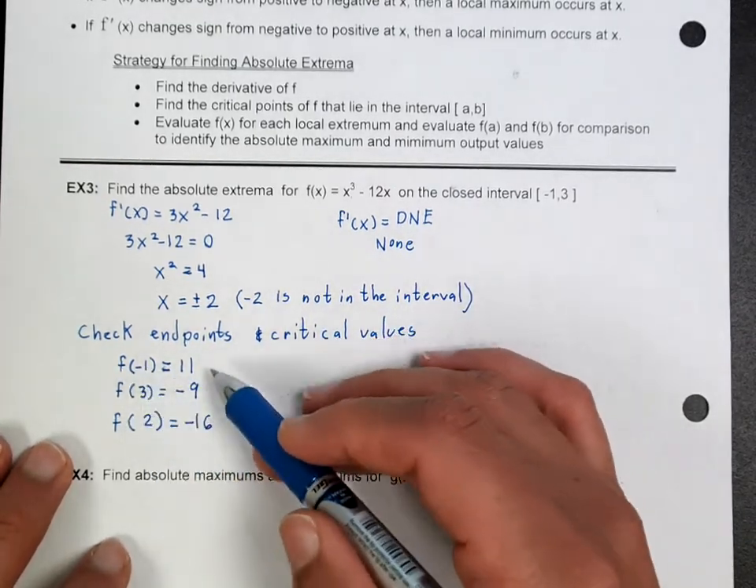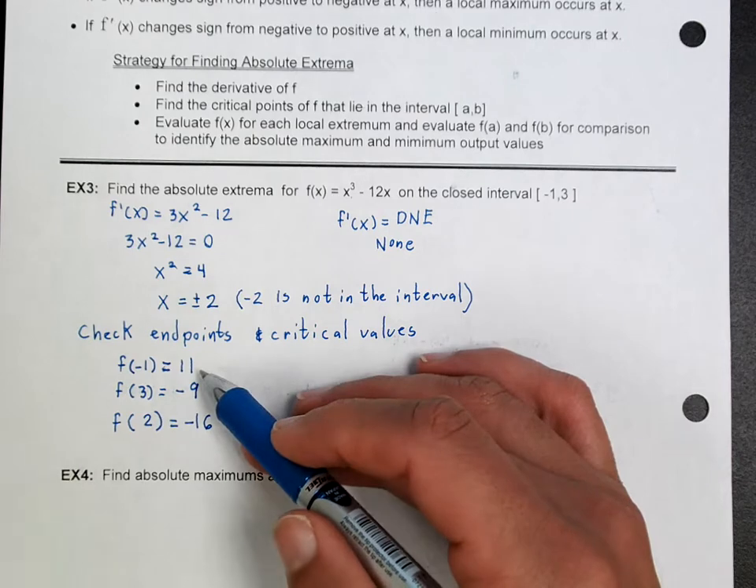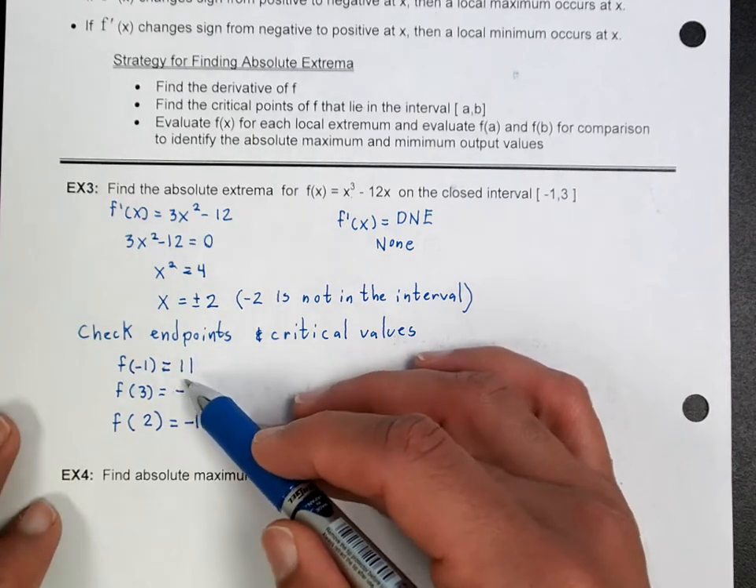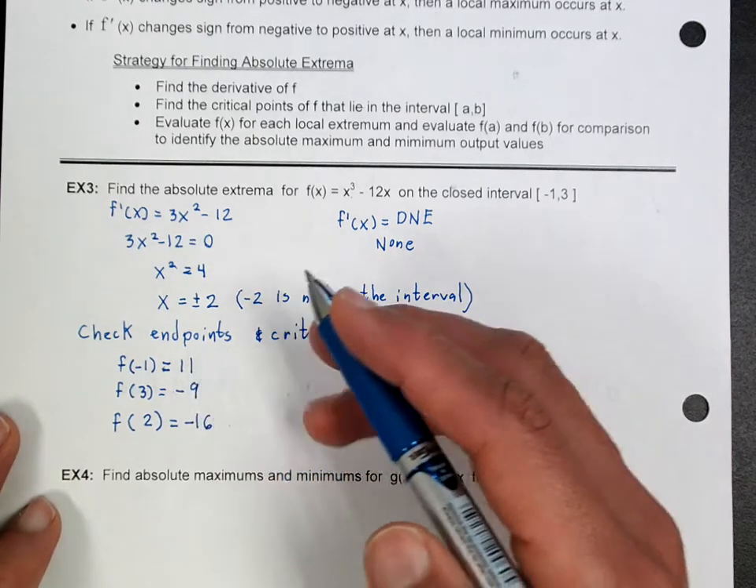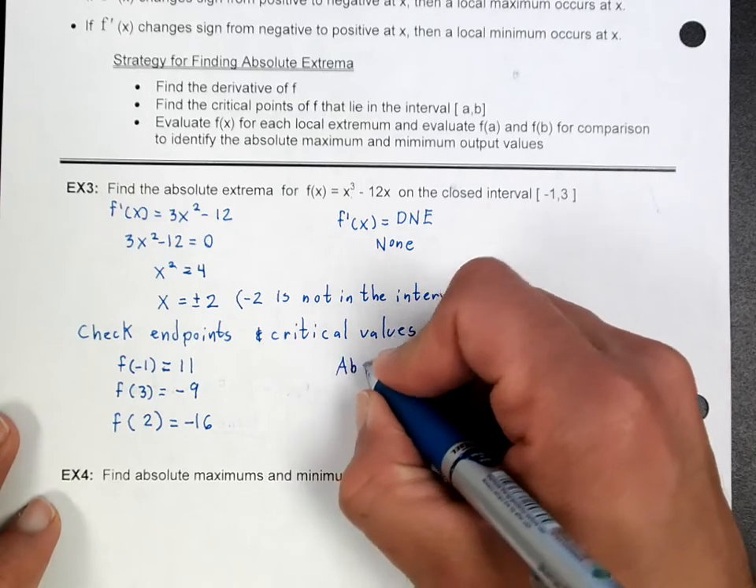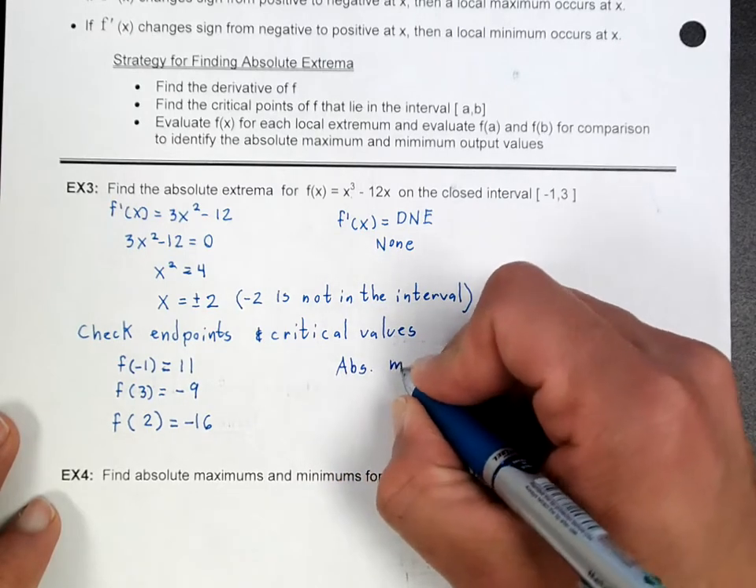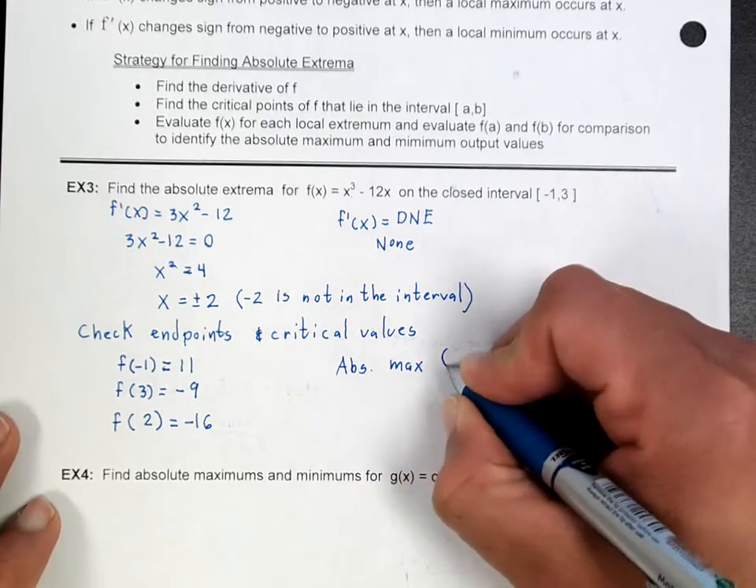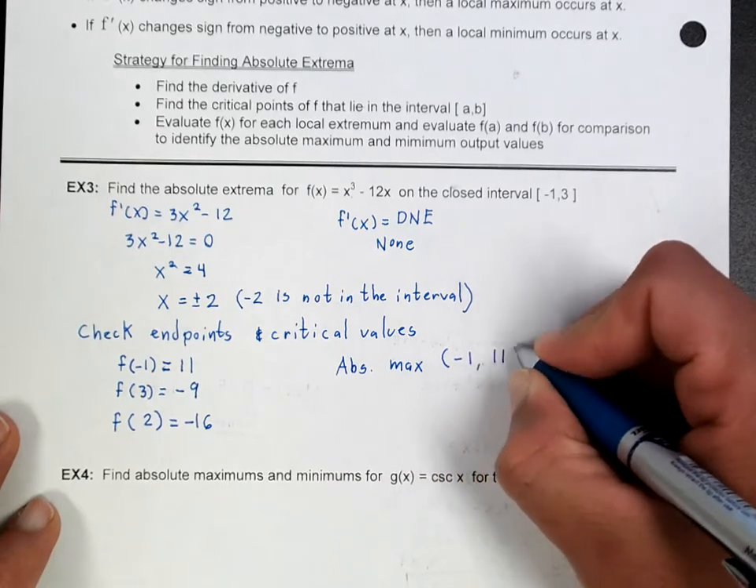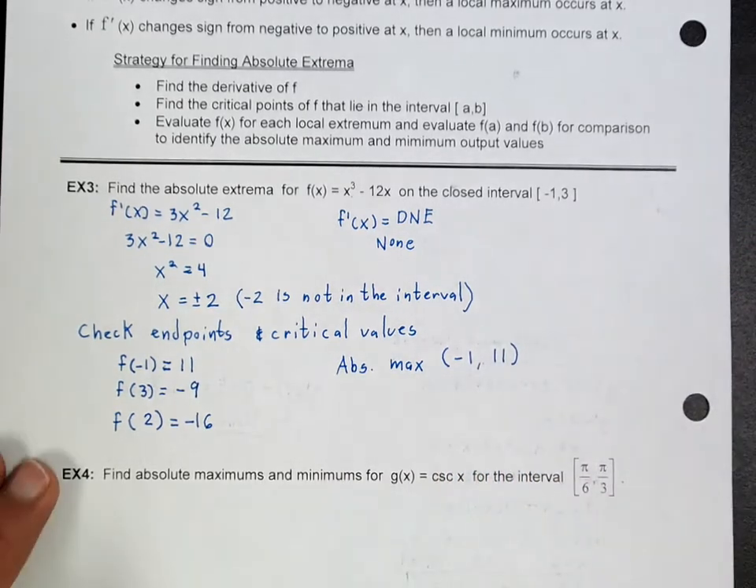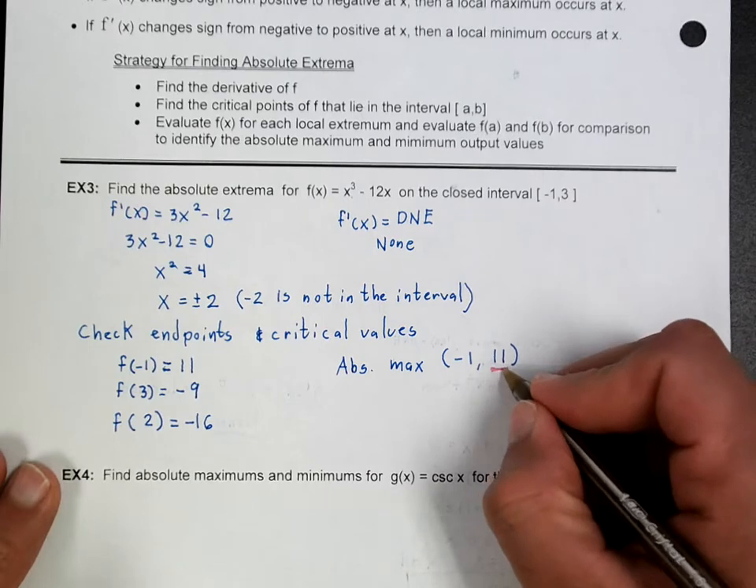Okay. Now look at the y values. Don't worry about this. Just look at the y values. Which one is the biggest y value? All right. The biggest y value is going to be this one. So I actually have an absolute maximum located at negative 1, 11. Notice that. How do I know it's a maximum? Because I have the biggest y value.